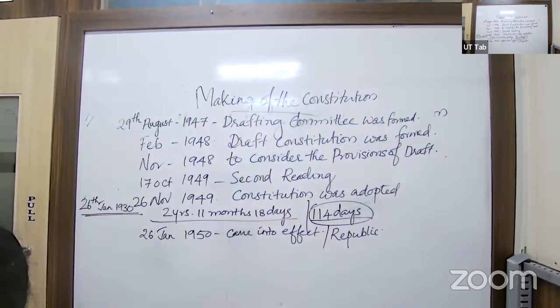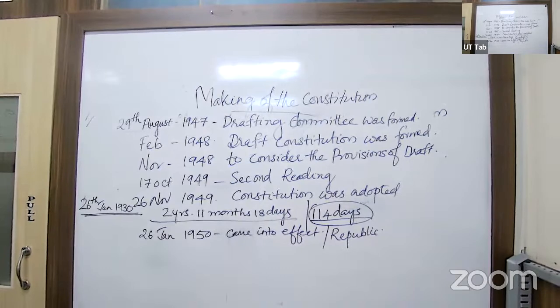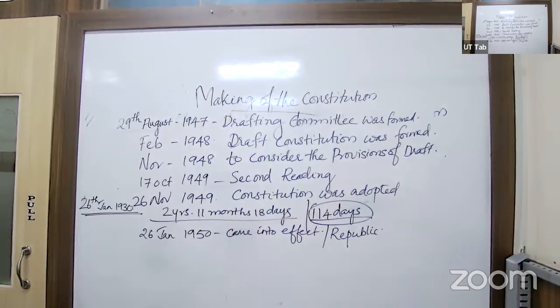More than 2,000 amendments were considered. Amendments are the changes which are made in the constitution. How many amendments? More than 2,000 amendments. Now, the members deliberated for 114 days spread over 3 years. Every document presented and every word spoken in the Constituent Assembly has been recorded and preserved. Now, if any doubt is there, that can be referred.